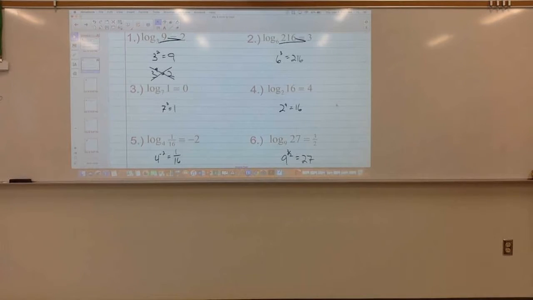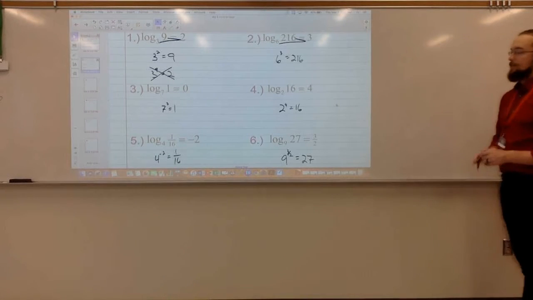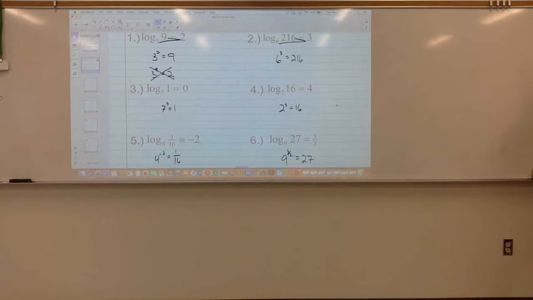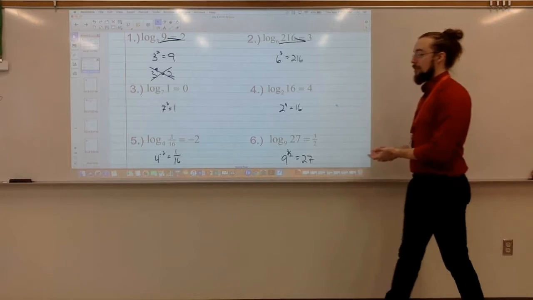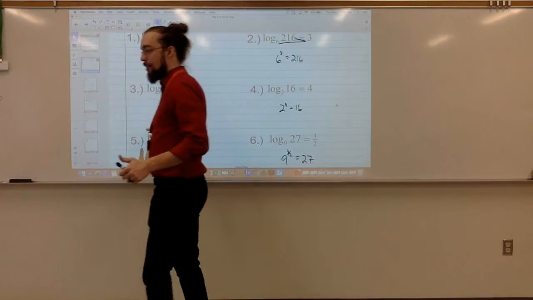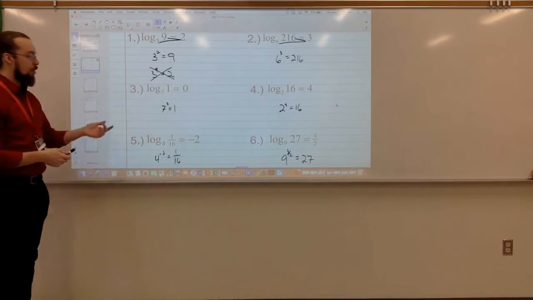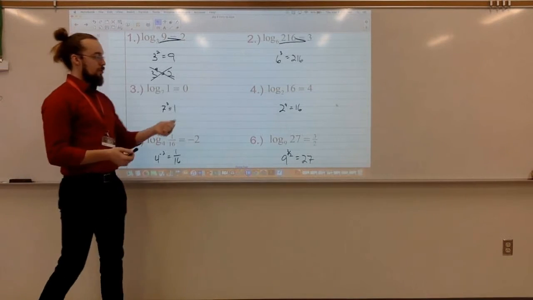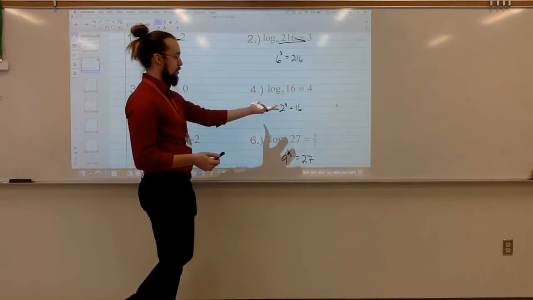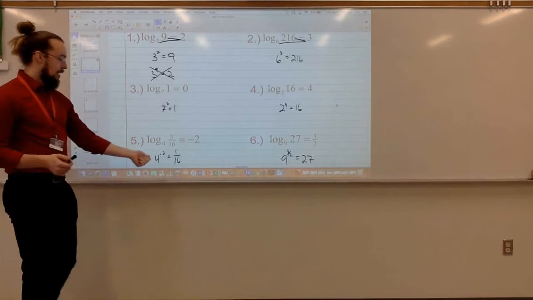Did we get these answers up here? 7 to the 0 equals 1, 2 to the 4th equals 16, 4 to the negative second equals 1/16, 9 to the 3/2 equals 27. We can double check that some of these work. Anything to the 0 power is equal to 1, so that one checks out. 2 times 2 times 2 times 2 is 16.